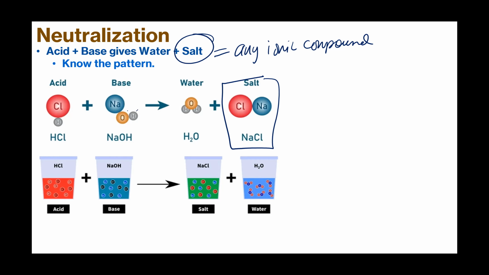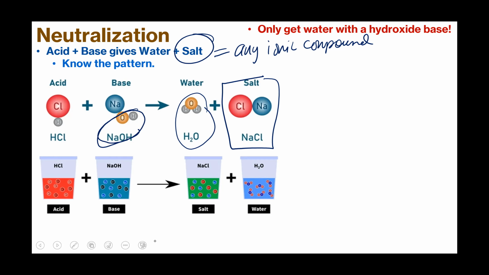If we have a hydroxide base, then we're going to get water. A hydroxide base is going to give us water. So the way I think of this is we're going to take an acid, react it with a base that has hydroxide, and we're going to get water and the stuff that's left over. The salt is always the stuff left over.